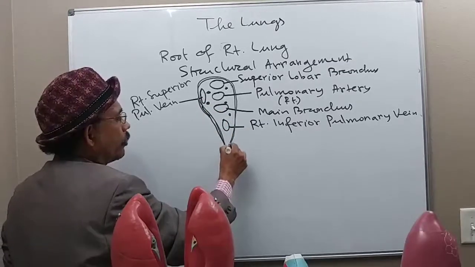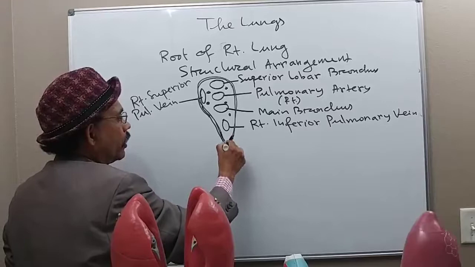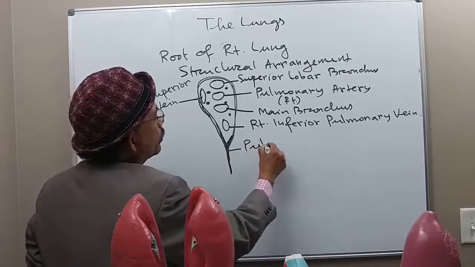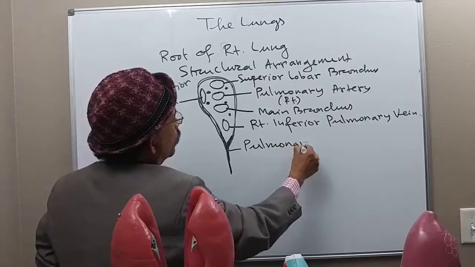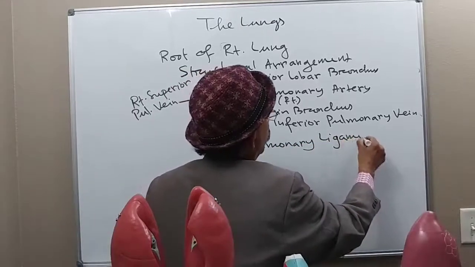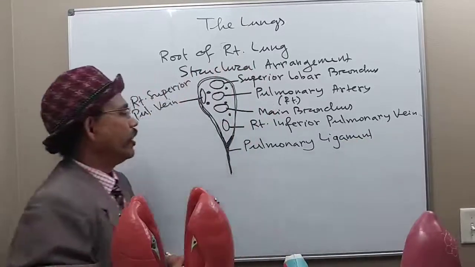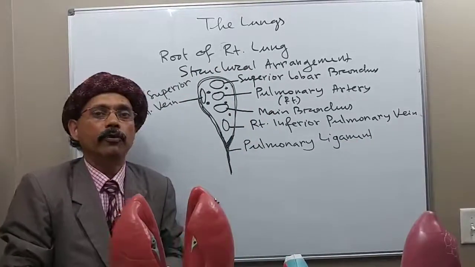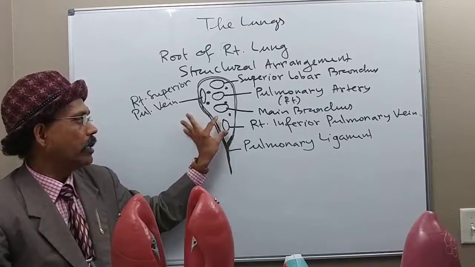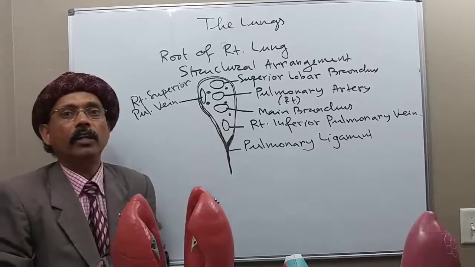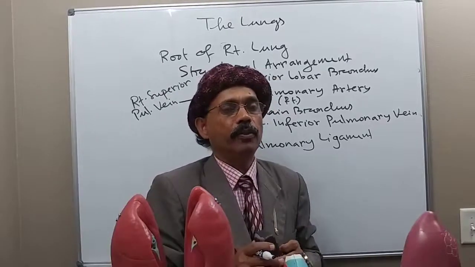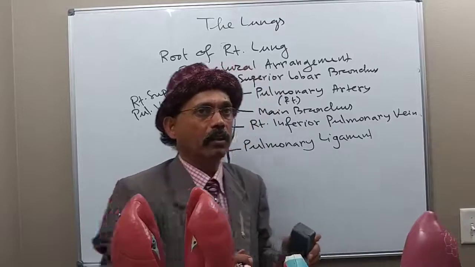that comes together at the lower part of the lung root and forms the pulmonary ligament. This pulmonary ligament contains some loose areolar tissue, and it acts as a dead space for the dilating blood vessels during physical exercise. We got the structural arrangement in the root of the right lung.